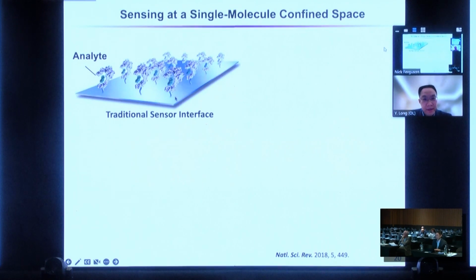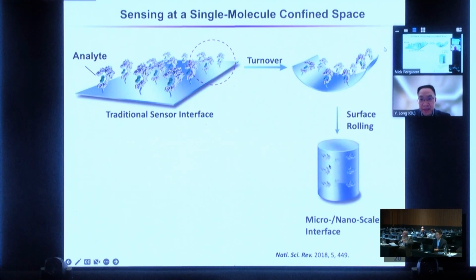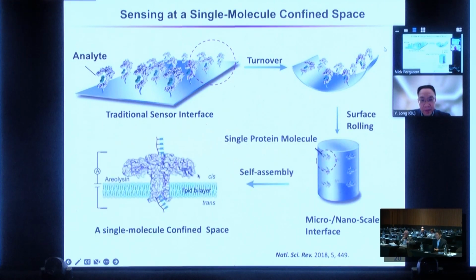On the sensor interface, we modify the molecule on the surface, but the tag interaction, or the size, is hard to control. So can we make only one molecule on the surface? Think about this question: when this planar surface is turned over and becomes a cylinder, then it's a nanopore.